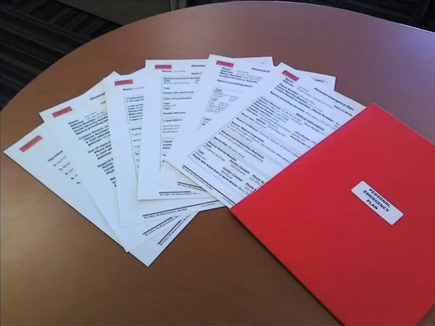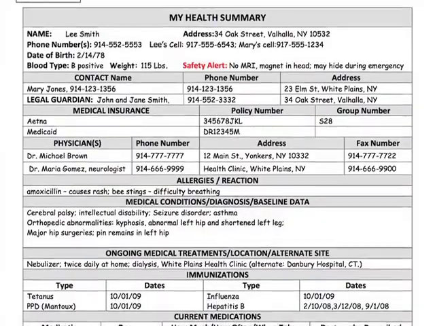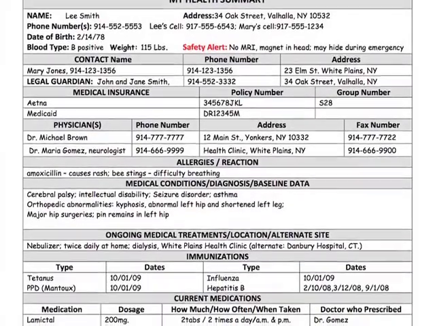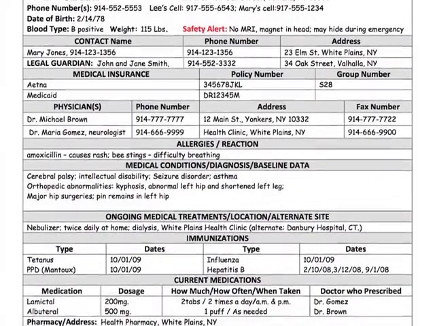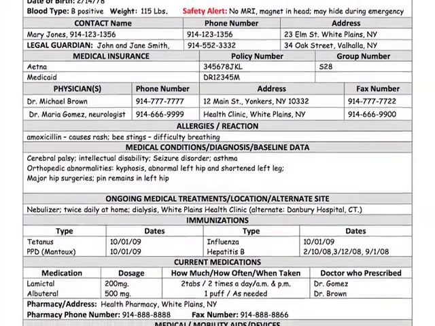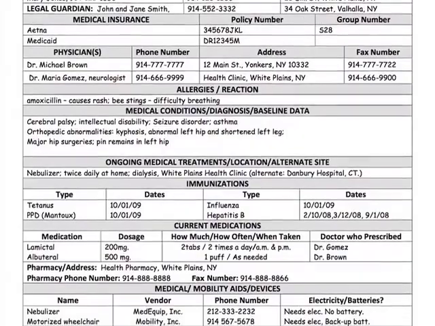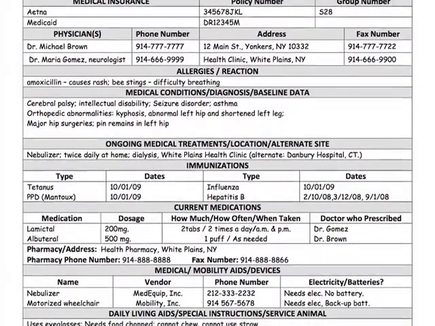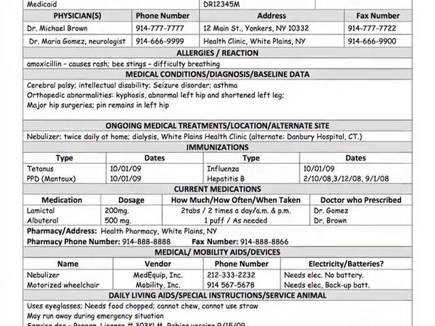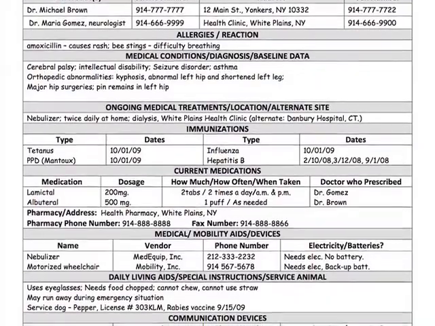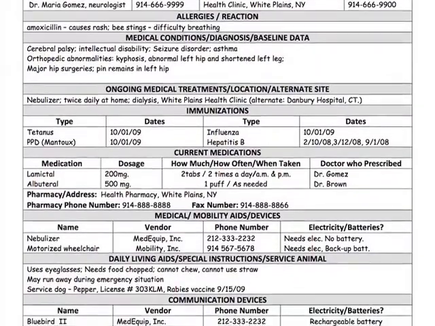All of this information is very important to have in your personal emergency plan. It is also a good idea to have a one-page summary of your health needs that you can show to someone right away. You should keep it with you at all times in case you have an emergency when you are away from home. Look at the example of my health summary to see how you can complete your own information. Remember to always keep it up to date.